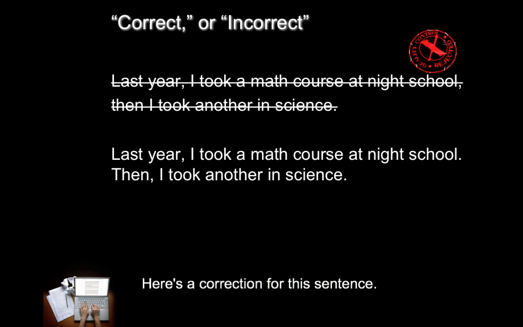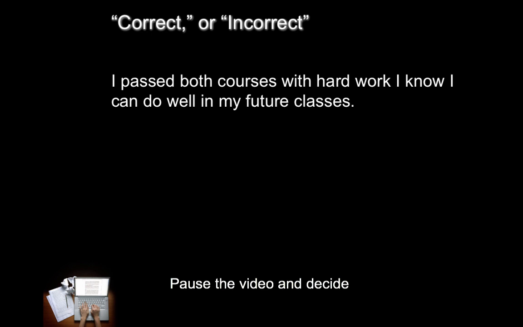Here's a correction for this sentence. As with the first item in this pretest, the simplest way to correct a run-on sentence is to divide it into two separate sentences by placing a period in between the two sentences. Here's one last item for our pretest. Pause the video and decide if or not the sentence needs a correction.